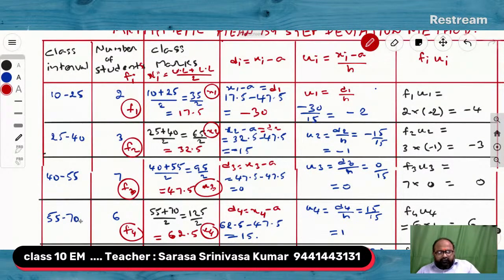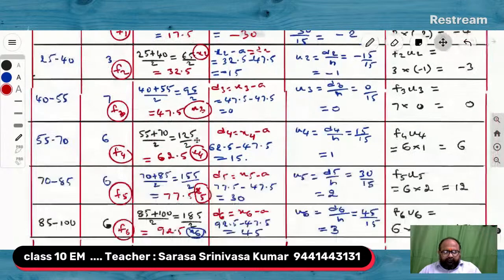Next we consider class interval 55 to 70. 55 is the lower limit, 70 is the upper limit. We calculate the class marks by the formula upper limit plus lower limit by 2. So 55 plus 70 by 2 equal to 125 by 2. So we get x4 equal to 62.5.